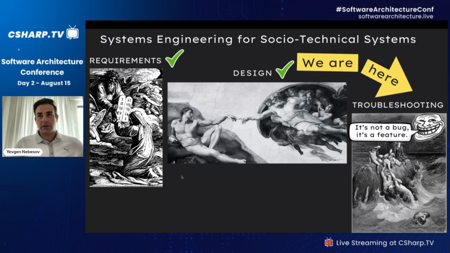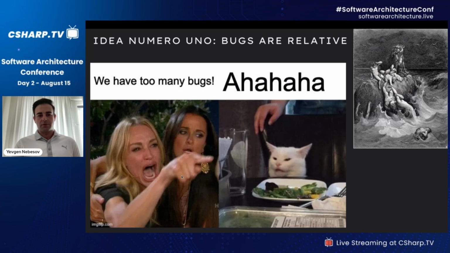And the last part of this talk is about troubleshooting, because like any other system, socio-technical systems might have bugs, and we have to fix them. For sure, there is no universal solution to fix all bugs in all systems, but what we can do is follow generic principles of troubleshooting. And the first is that bugs are relative. If we don't have requirements, then there are no bugs.